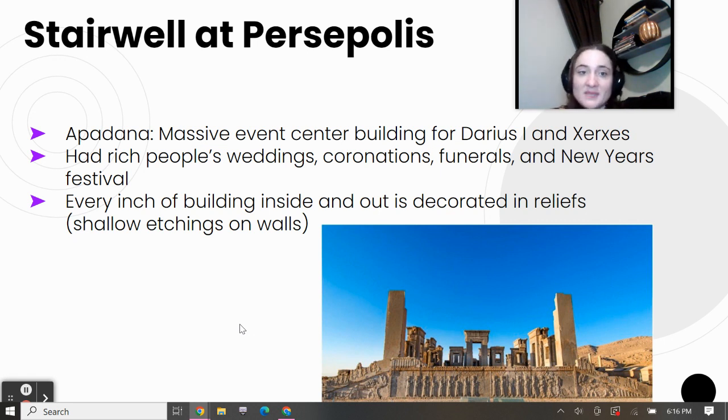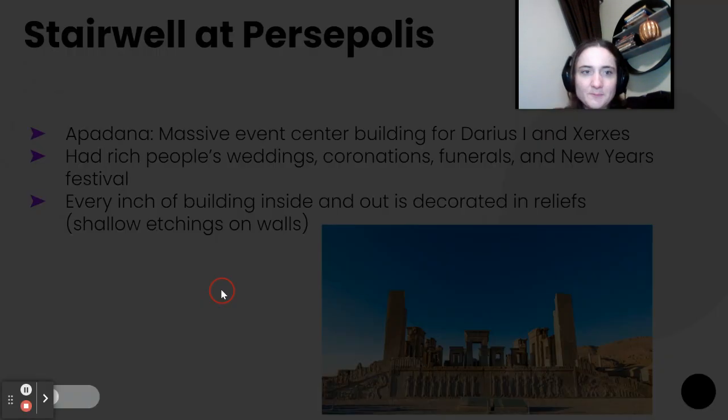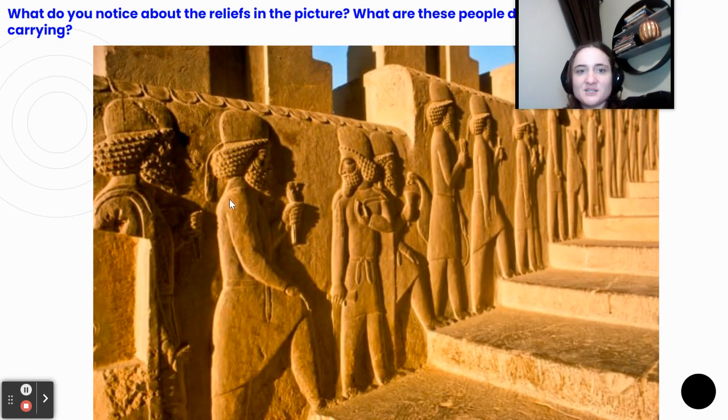So that's pretty cool. Every inch of the building, inside and out, is decorated in reliefs. And what reliefs are, you might remember this from the Egypt unit, but they're shallow etchings on the wall. So they're kind of 3D, but they're not paintings, so they're not 2D either. So here's an etching. You can see that, right? Like you chiseled a little bit out, but it's not like a 3D statue, it's like textured.